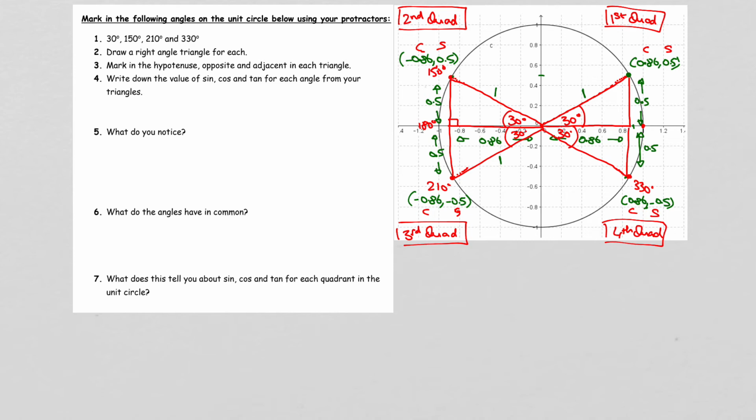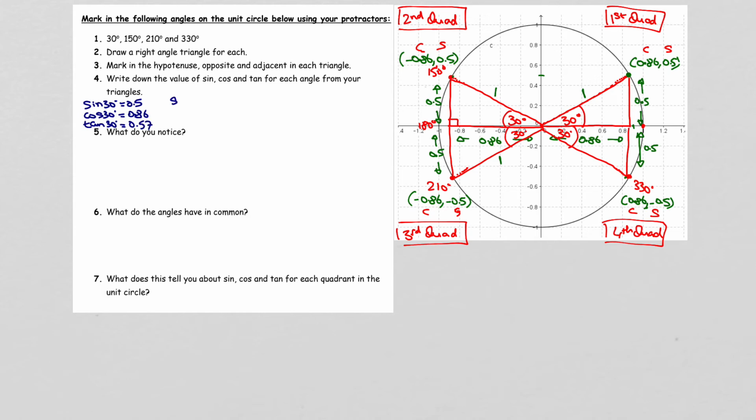Well, something interesting happens here. So in other words, if I'm looking at number 4 here on the left, if I write down the value of sine, cos and tan for each of our angles from these coordinates, I can say, well, sine 30 is 0.5, cos 30 is 0.86, and remembering that tan is sine divided by cos, so if I use my calculator and I get 0.5 divided by 0.86, I get approximately 0.57.